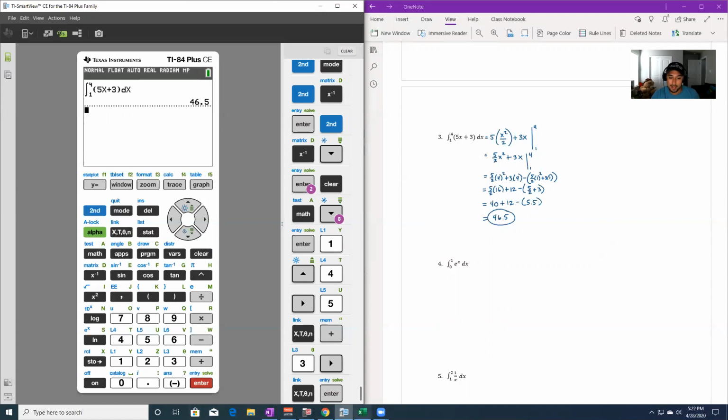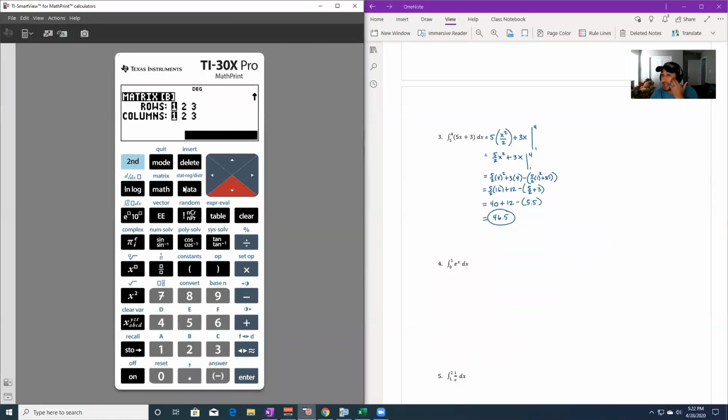Okay, and let's say you have the fancy smancy TI-30X chromed out edition scientific calculator. Well, this means you are in luck because it does the same thing that the graphing calculator does. You go second, find the integral button right there, and do the same thing. 1 to 4 of 5x plus 3, and no matter what, this one always does it with respect to x, and hit enter, and oh boy, 46.5.